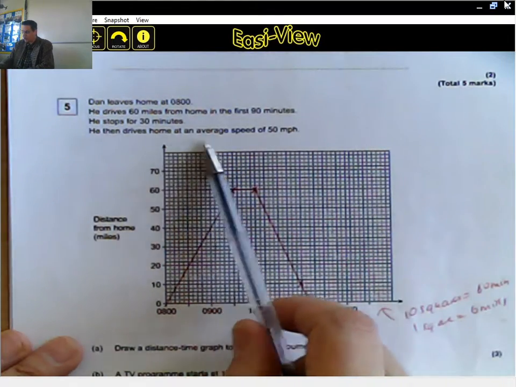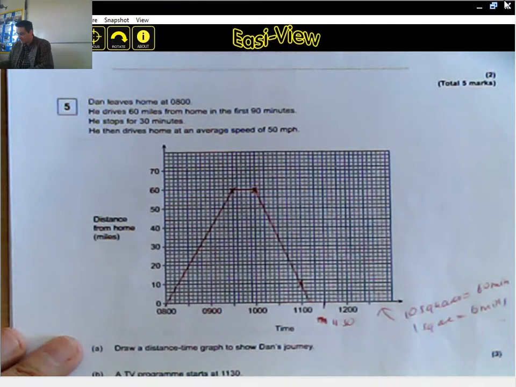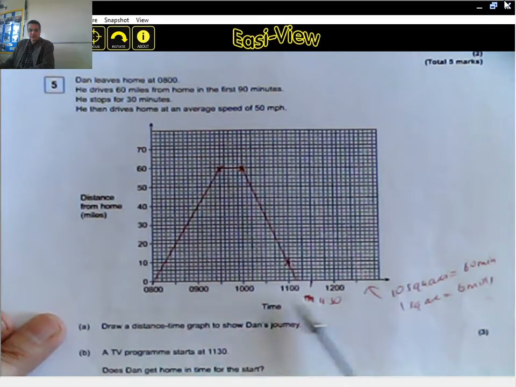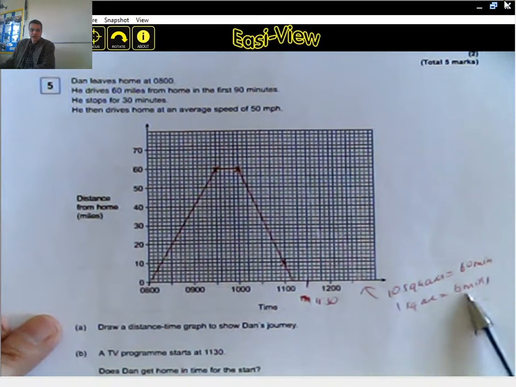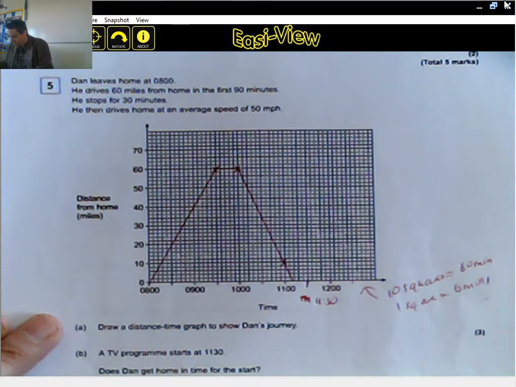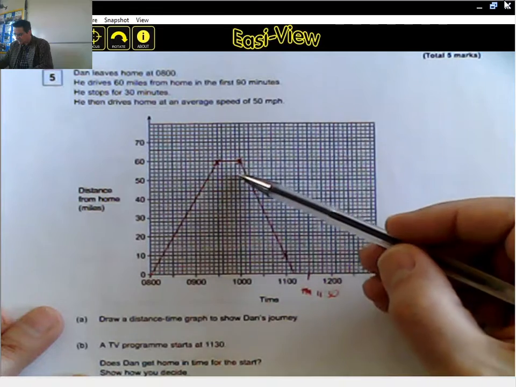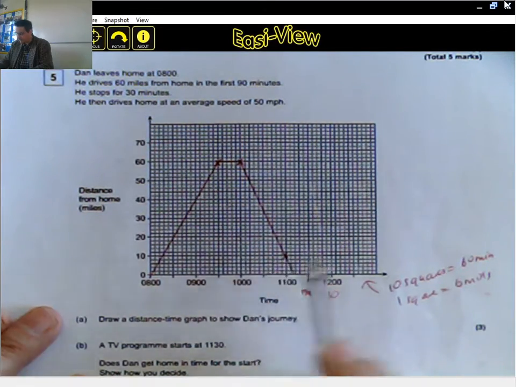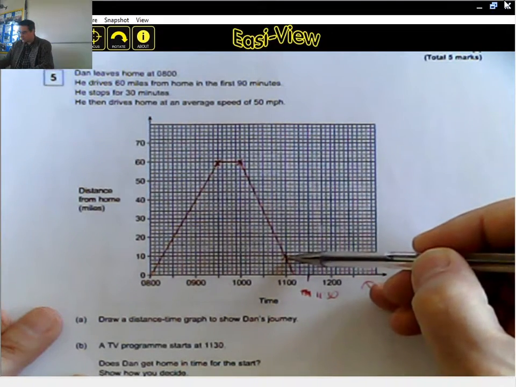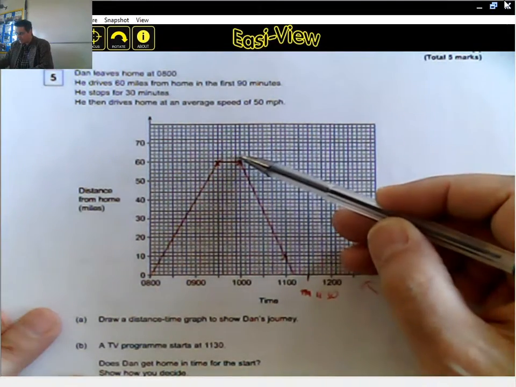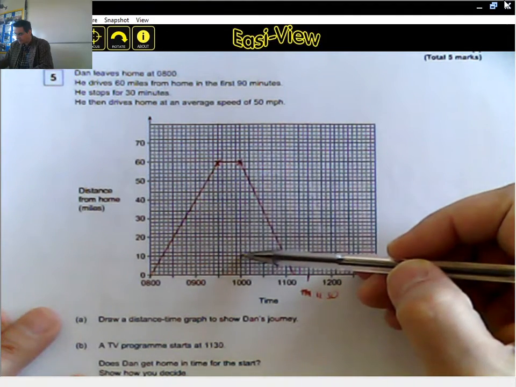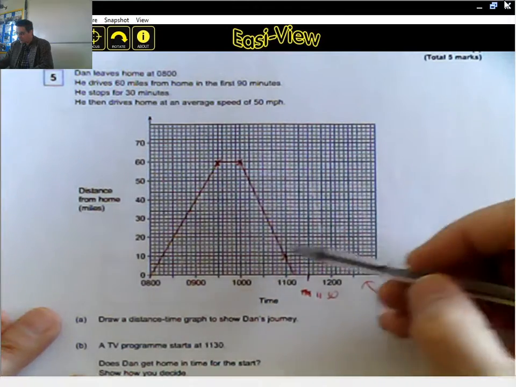He then drives home at an average speed of 50 miles per hour. That's great. I counted that 10 squares equals 60 minutes. So 1 square must be 6 minutes. 50 miles per hour. So 50 miles takes us to 10 miles away from home, and in 1 hour we're going to go from 10 to 11 o'clock. That is a really important point to plot, yeah? From 60 miles away from home down to 50 miles away from home, that will take him an hour. Therefore, that's a key point.